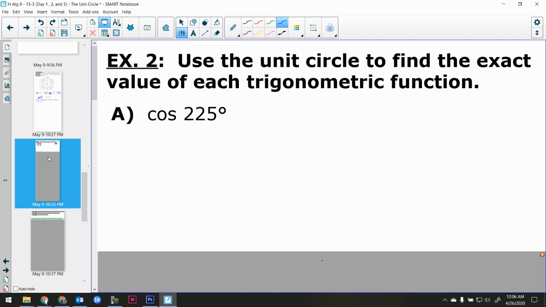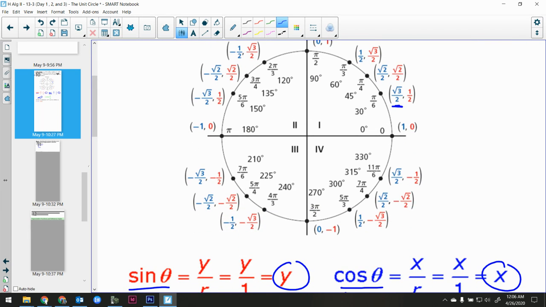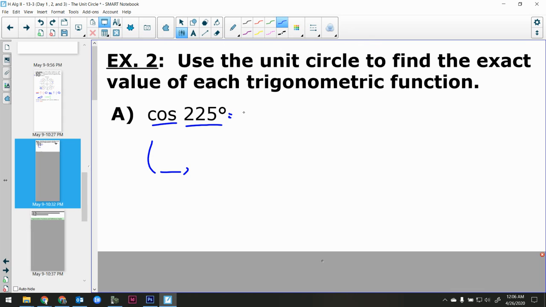Okay, so cosine of 225 degrees. This is what I'm looking at here. Cosine of 225 degrees. Well, cosine tells me I'm looking for an x value, right? I'm looking for an x value at 225 degrees. So I'm going to go back to my unit circle. I'm going to look for 225. I'm going to have to scroll down a little bit. 225 degrees right here. And then I want to say the x value. The x value, negative radical 2/2. That's the exact value of cosine of 225 degrees.